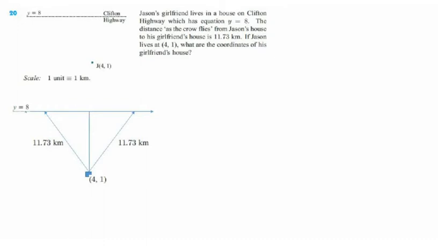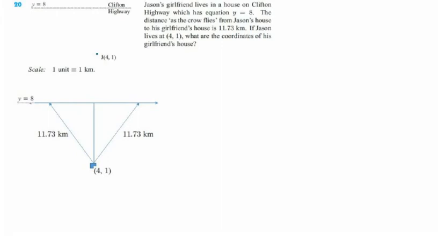Jason wants to get to his girlfriend's house. Her house is somewhere on the highway. That would help if I get the pen. Somewhere on this highway. So there's her lovely house. Or perhaps over here's her lovely house. Not really sure. The distance in a straight line is 11.73 kilometres. He lives at the coordinates 4, 1 down here.